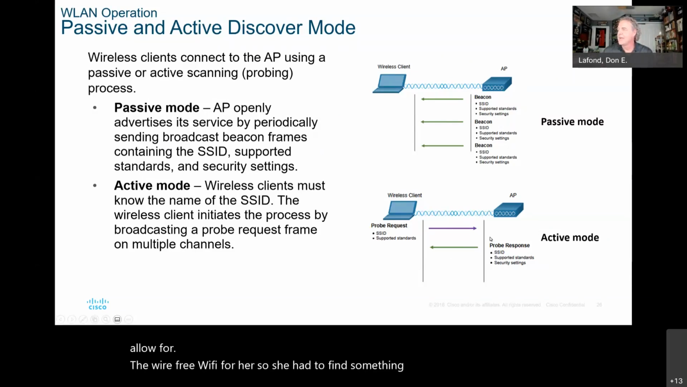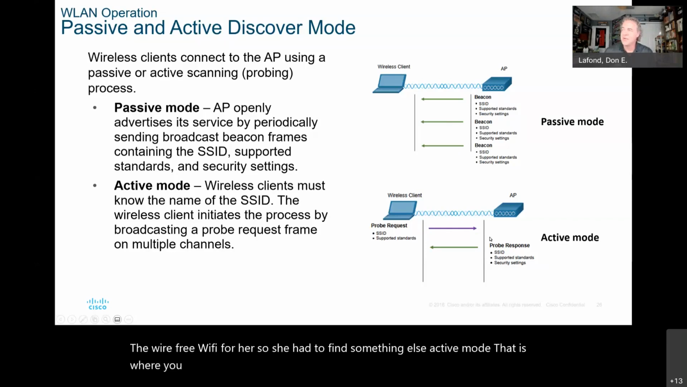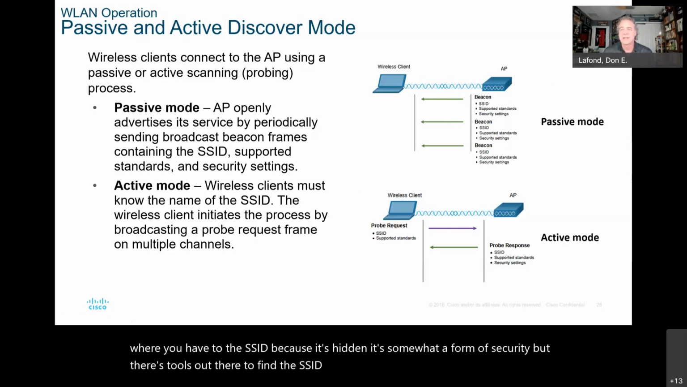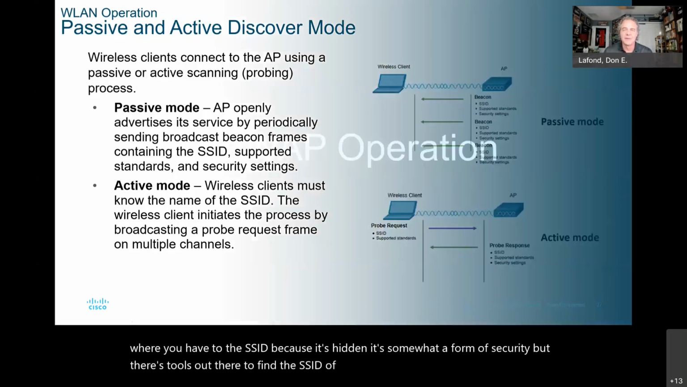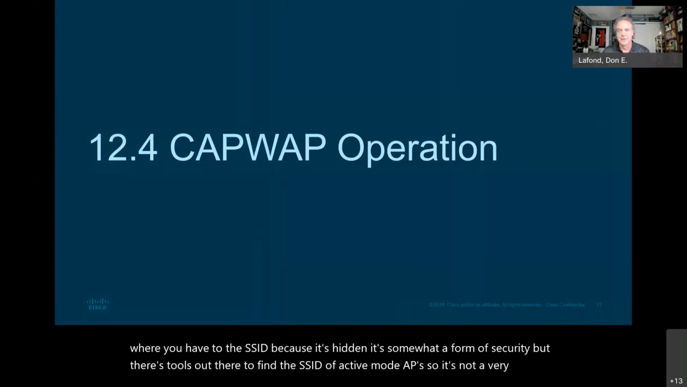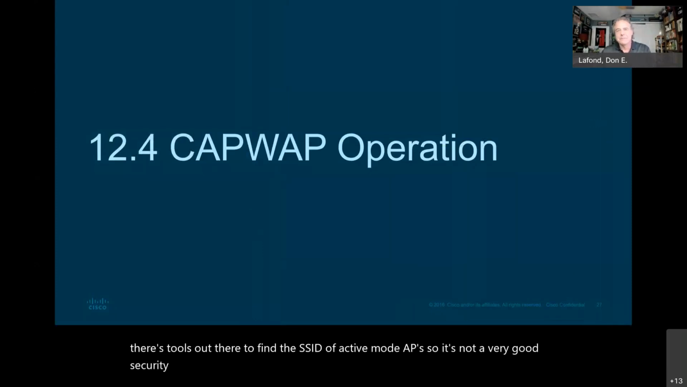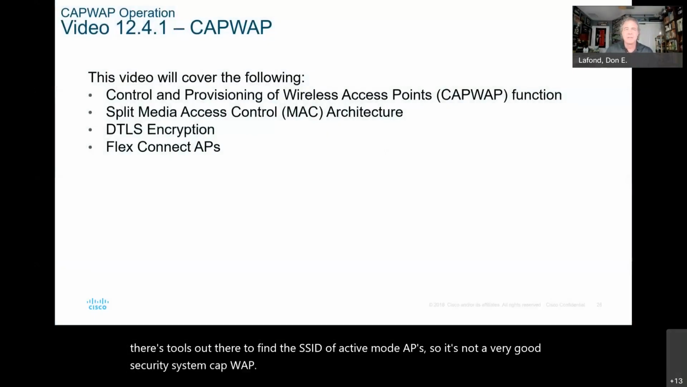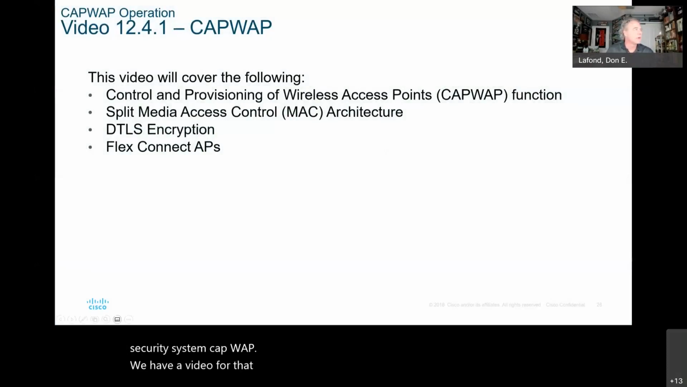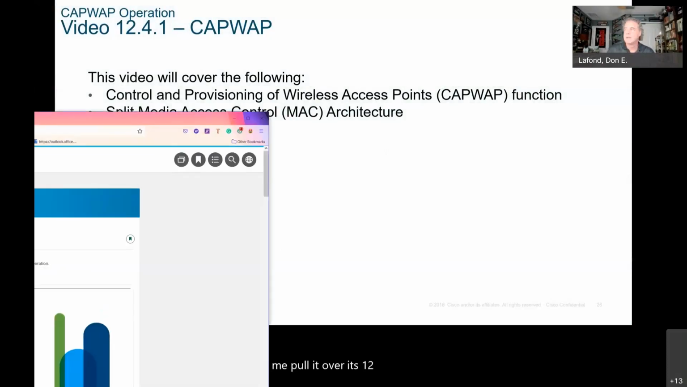Active mode, that is where you have to actually know the SSID because it's hidden. It's somewhat a form of security, but there's tools out there to find the SSID of active mode APs, so it's not a very good security system. Catwack, we have a video for that. Let me pull it over. It's 12.4.1.